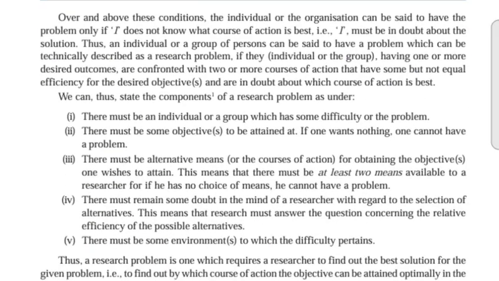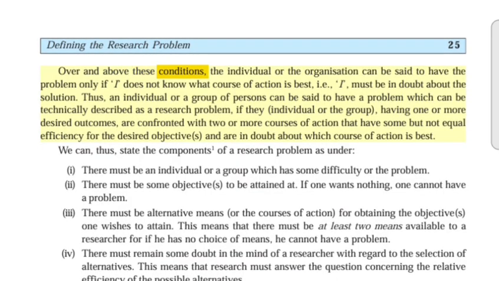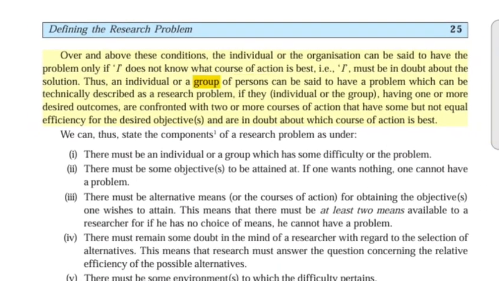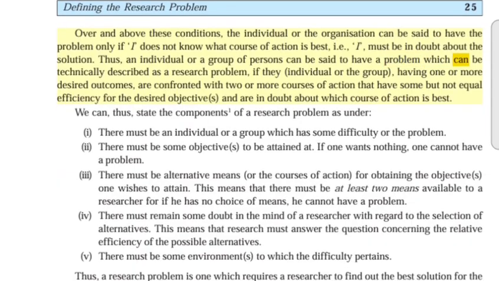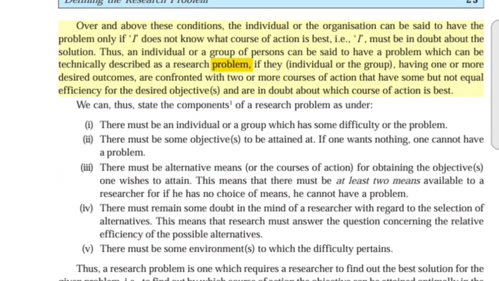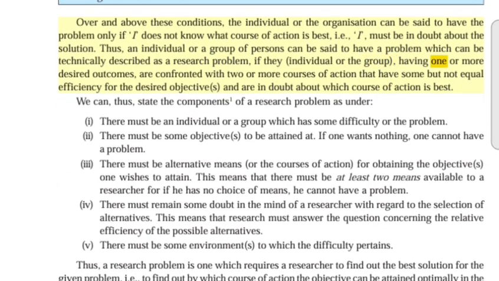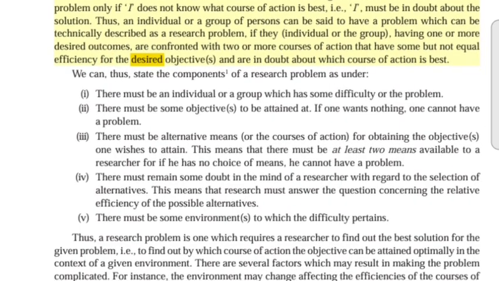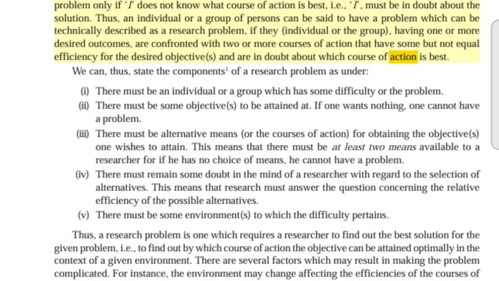Defining the research problem. 25. Over and above these conditions, the individual or the organization can be said to have the problem only if I does not know what course of action is best, i.e., I must be in doubt about the solution. Thus, an individual or a group of persons can be said to have a problem which can be technically described as a research problem, if they, individual or the group having one or more desired outcomes, are confronted with 2 or more courses of action that have some but not equal efficiency for the desired objectives and are in doubt about which course of action is best.